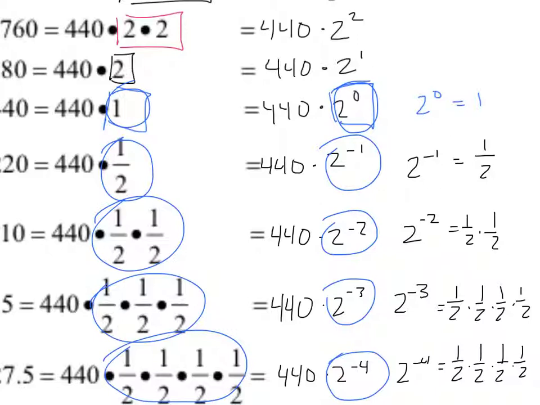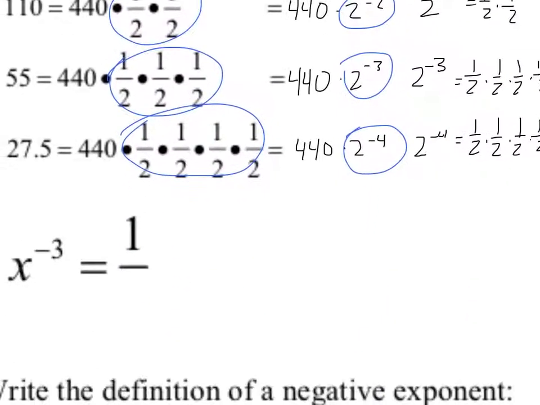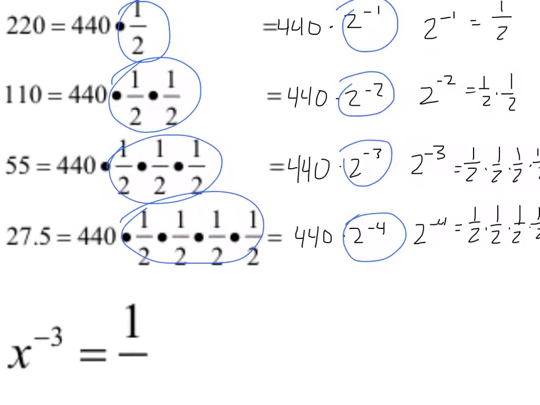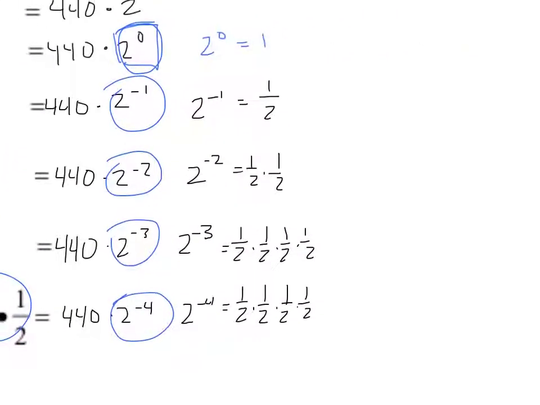So what we see here is that there's definitely a relationship between negative exponents and what's being repeatedly multiplied and how many times. So let's start by thinking about this example here, where we have x to the negative third power. What do we think will be repeatedly multiplied in this case? Jacob, what do you think? X.